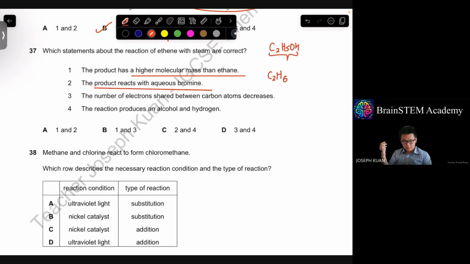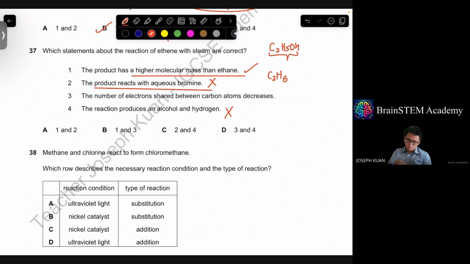The number of electrons shared between carbon atoms decreases. It should be sharing the same number, I believe. This reaction produces alcohol and hydrogen. No. I think it's 1 and 3. 1 and 3, because 2 doesn't sound right, and 4 doesn't sound right either. It produces alcohol only, no hydrogen.